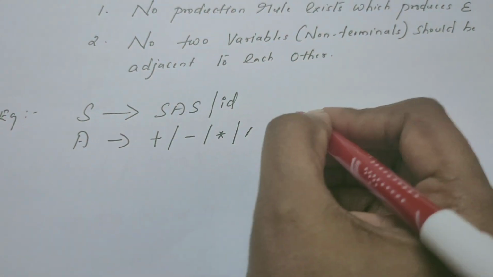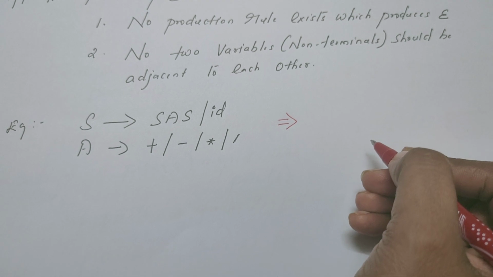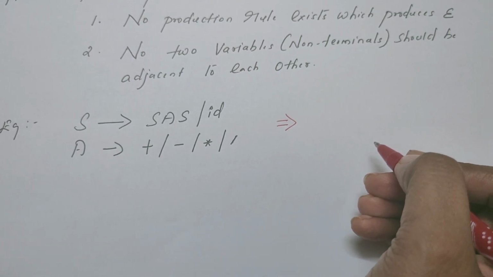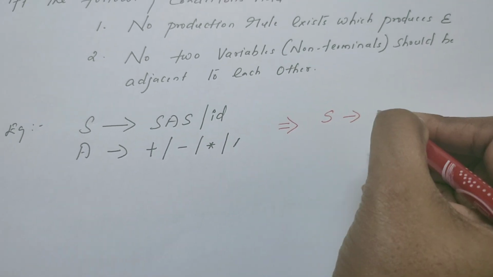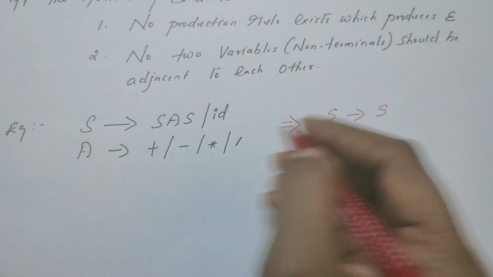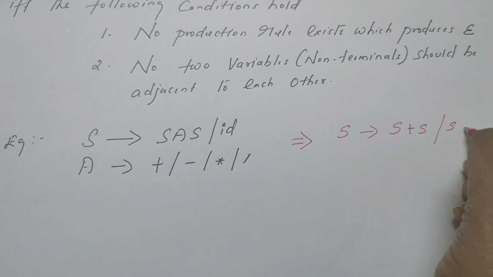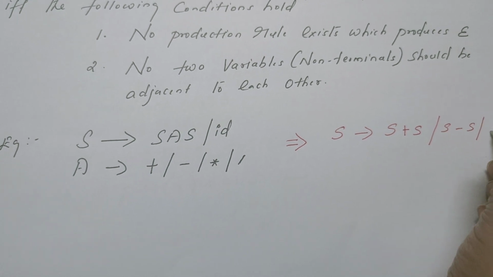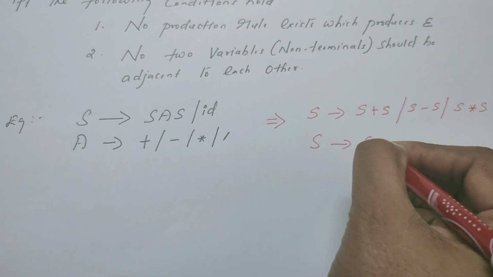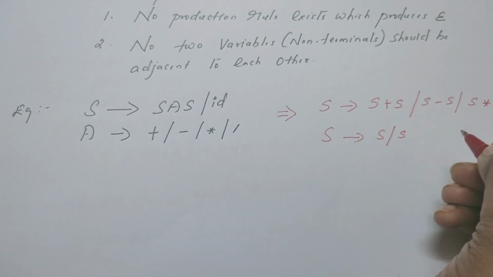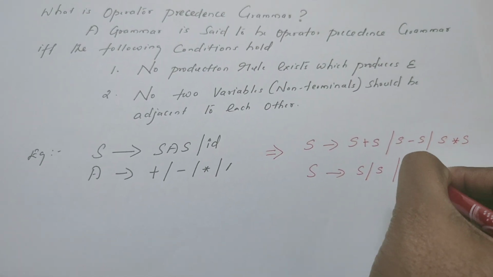But we can modify this grammar like this and convert it so that it becomes suitable for operator precedence parsing. So how do we do that? S derives S plus S. In place of A, first let me replace it by plus. Then in place of A, let me replace it by minus. Then I will replace it by star. I'll replace it by slash: S slash S, S divided by S. Right? Then S derives ID. That is a rule, right?